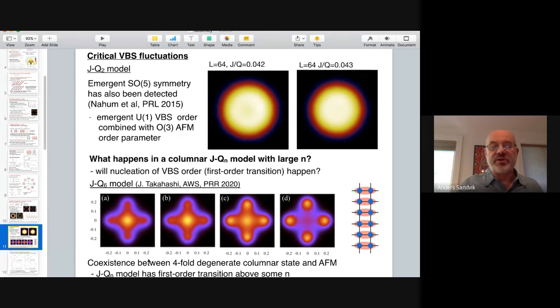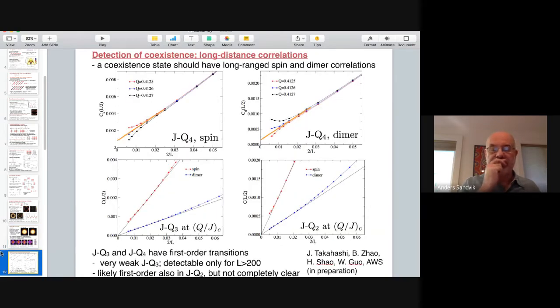So then you could also ask, if I do a JQN model with smaller n, for what n does this first order feature arise? And this now addresses the question that Arnab asked before a little bit, whether the transition is continuous or first order. So this is all unpublished stuff. The paper will be written hopefully soon.